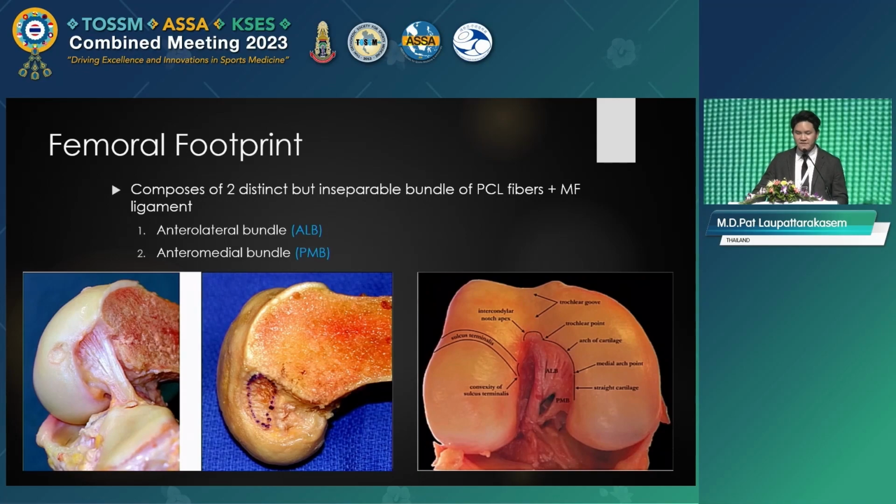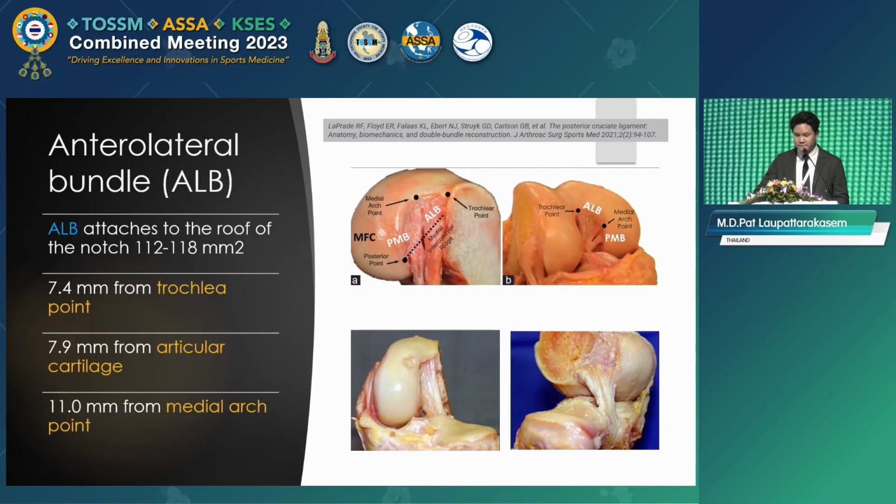It is composed of two bundles, the anterolateral bundle and the posteromedial bundle. The larger anterolateral bundle is attached to the roof of the notch. The center of the PCL bundle can be identified by reference to arthroscopic bony landmarks. The anterolateral bundle is located 7.4 millimeters from the trochanter point, 7.9 millimeters from the articular cartilage, and 11 millimeters from the medial arch point.